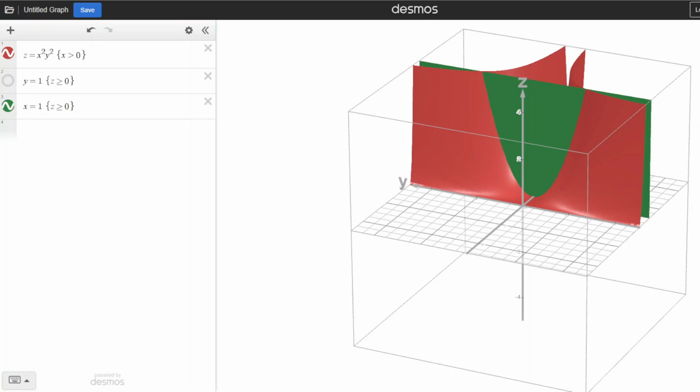Similarly, if I now fix a point on the x-axis, so let x equal 1, you can see we have a parabola formed in the yz plane. And using partial derivatives, we can calculate the gradient of the tangent to the parabola at the fixed point of x equals 1 and in the y direction.